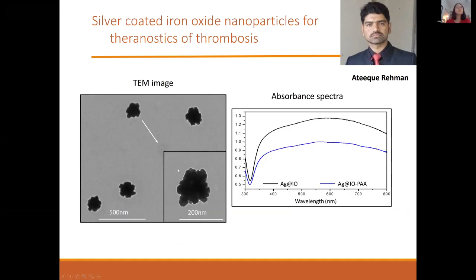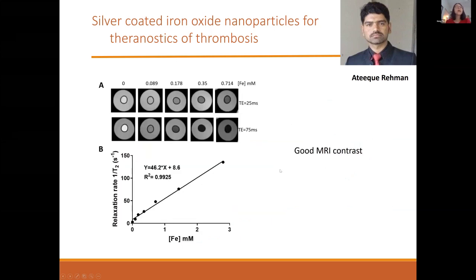So the particles had a popcorn shape like this, and the size is quite uniform. It has strong absorbance over a wide range of wavelengths, up to the near-infrared range as well. And the particles can do MRI imaging. You can see the dark signal increase in MRI.